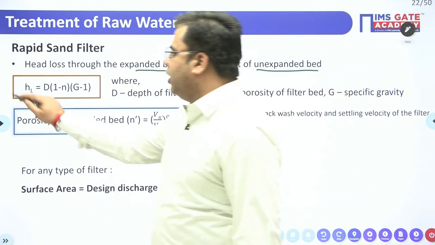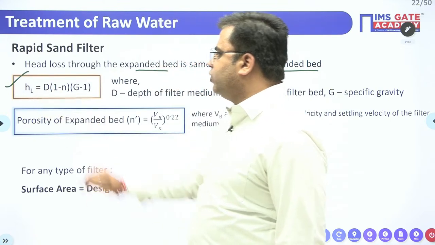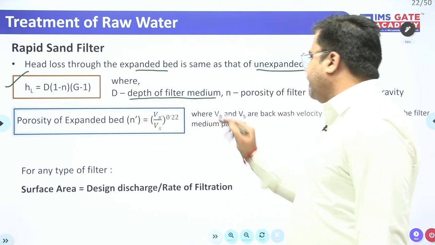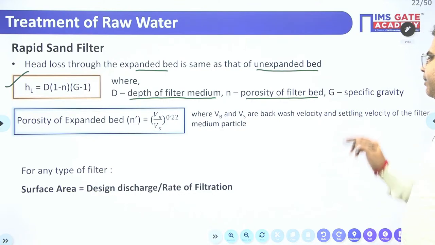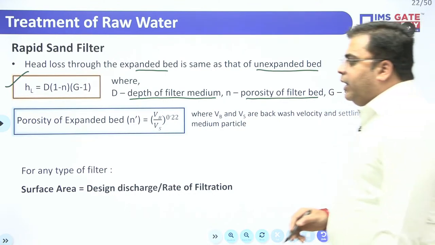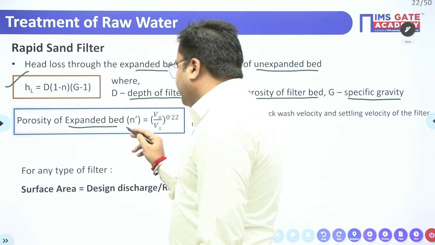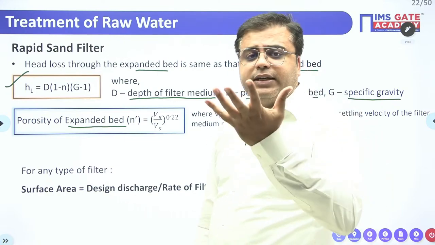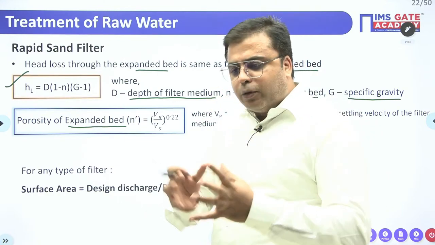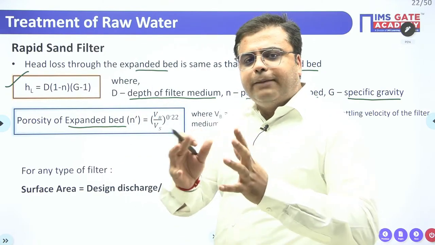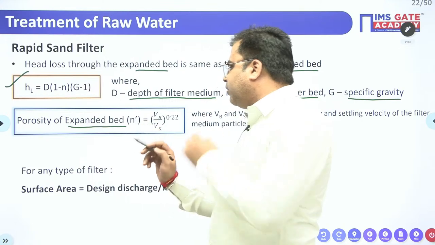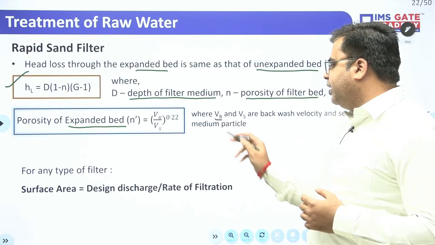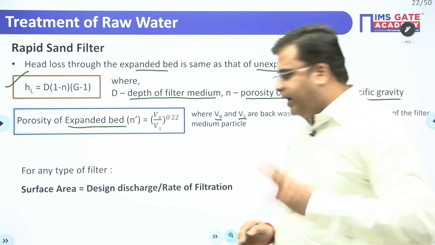The expression for head loss is HL equals D into (1 minus N) into (G minus 1), where D is the depth of the filter medium, N is the porosity of the filter medium and G is the specific gravity, right? So this is the porosity of the expanded bed only, not the unexpanded bed. Expanded bed means when backwashing is happening, the porosity of the filter medium has increased, and that porosity of the expanded bed can be calculated as (VB by VS) raised to the power 0.22, where VB is the backwash velocity and VS is the settling velocity of the filter medium, right?